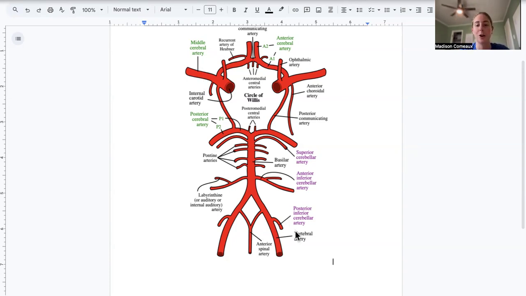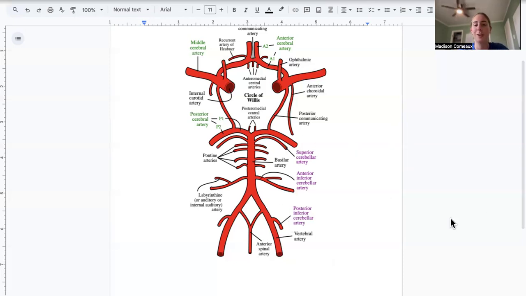And lastly, I'm going to talk about the posterior inferior cerebellar artery right over here. This artery supplies the cerebellum and the medulla. And if there's a lesion to this artery, a patient is going to have ataxia and vertigo.